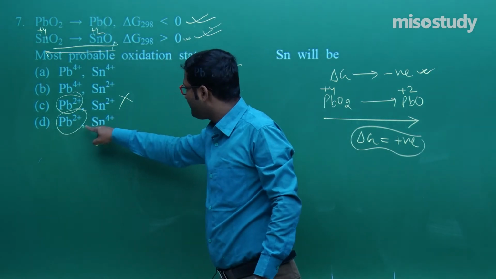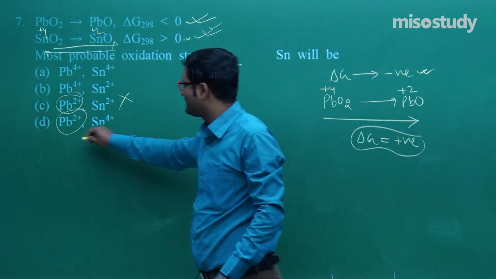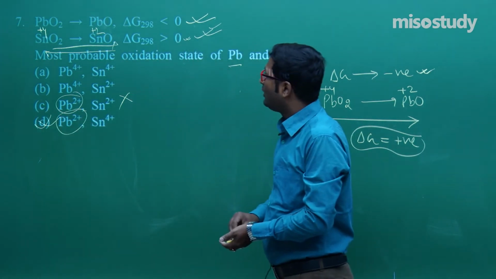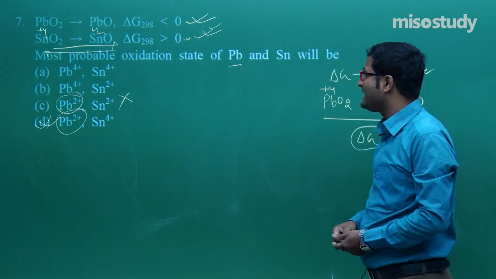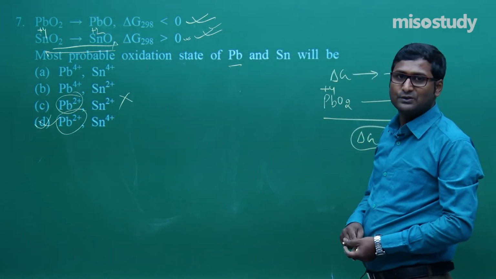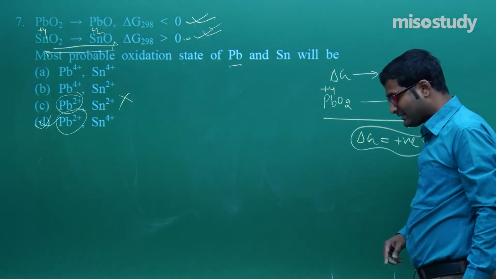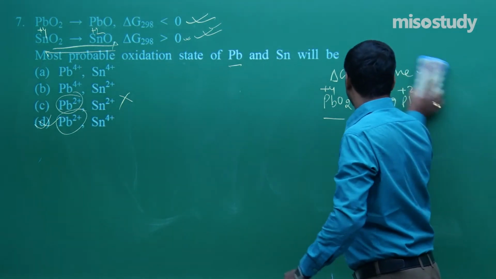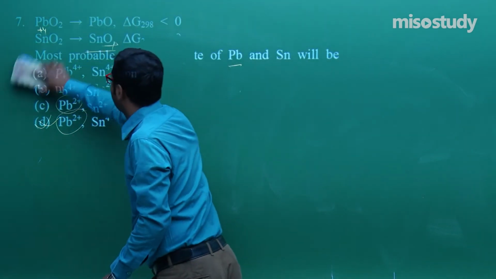Now option D, Pb2+ and Sn4+. So this one is the correct option. So among A, B, C, D, D is the correct option. Clear, friend? This is a completely theory based question. You can easily solve such kind of questions.